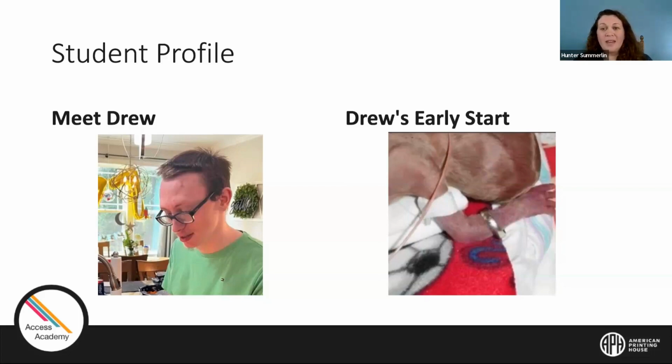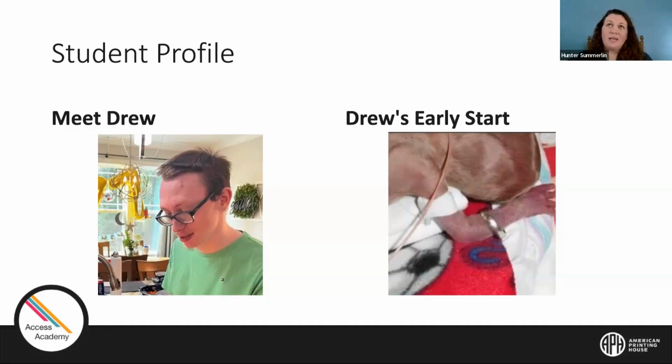Drew's visual impairment results from being such a premature baby. He was in the NICU for months and months. He has retinopathy of prematurity, or ROP, and has had a detached retina. There was an attempt to fix the retina and reattach it surgically. That unfortunately did not work. So Drew has really embraced Braille, and Braille is a part of Drew's life.